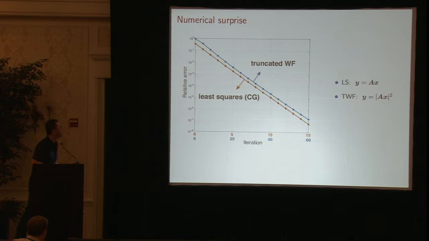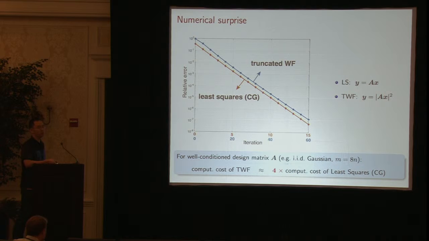In order to give you a better sense, let me also do some experiment just for least squares. Suppose I give you all the phase information. So I give away the phase retrieval problem and it reduces to the least square problem. For the least square problem, we know that we can use conjugate gradient, which is one of the most popular large-scale least square methods to solve it. This is a plot showing the relative error as a function of the iteration count.